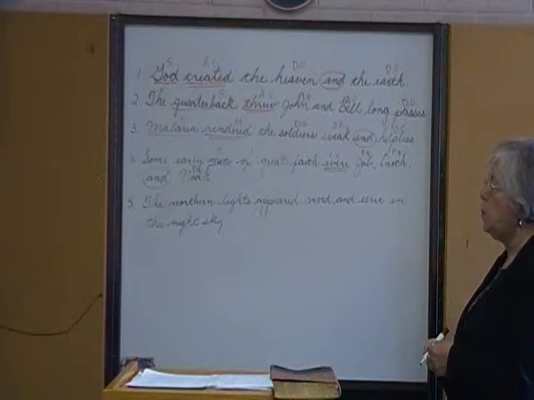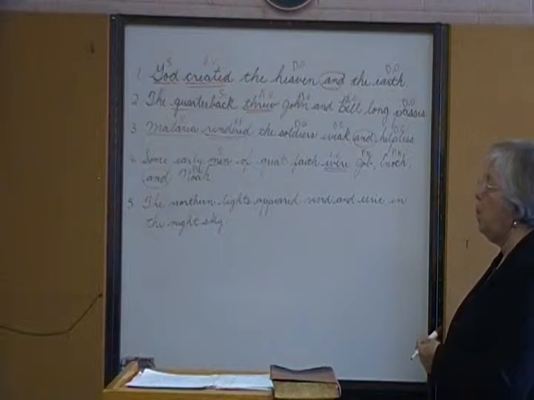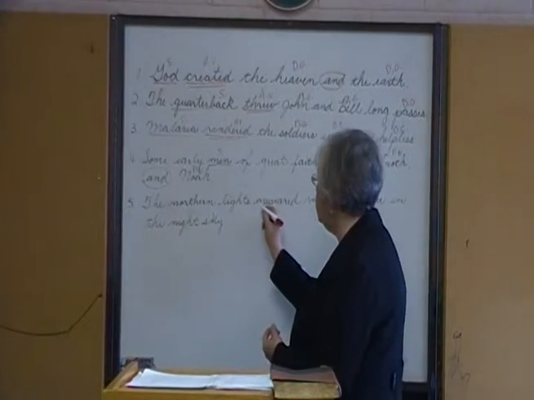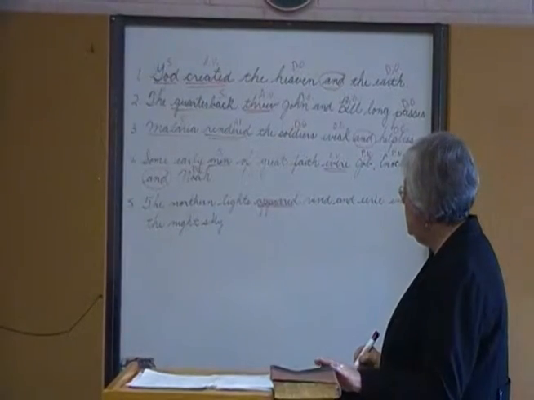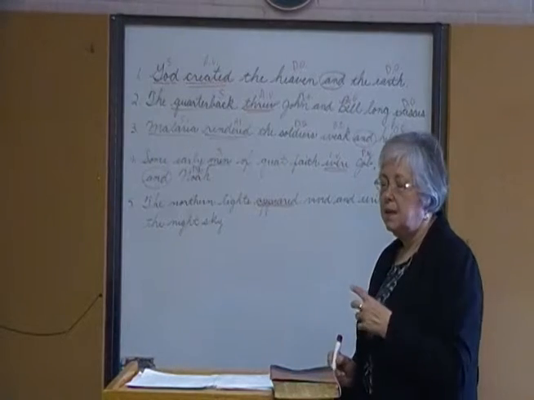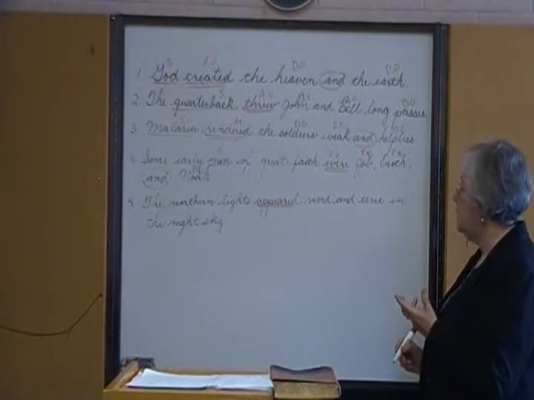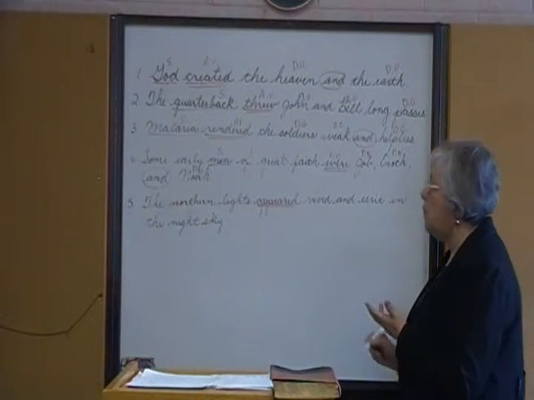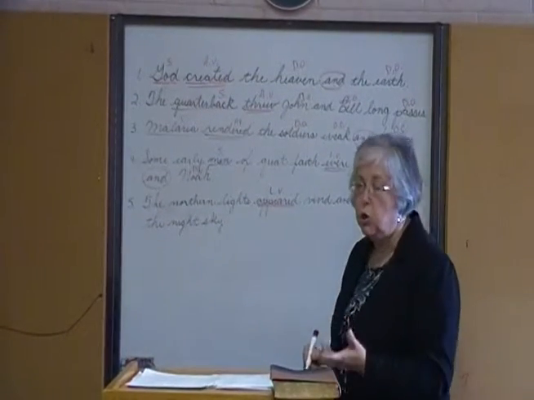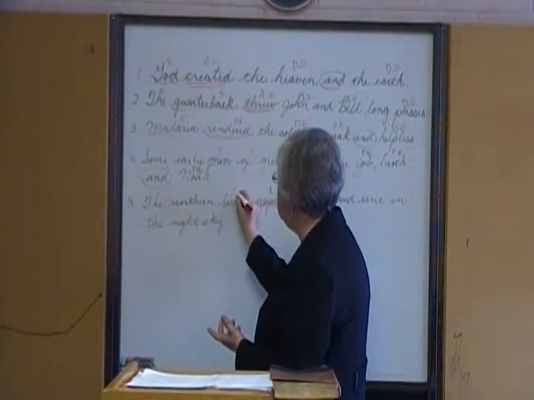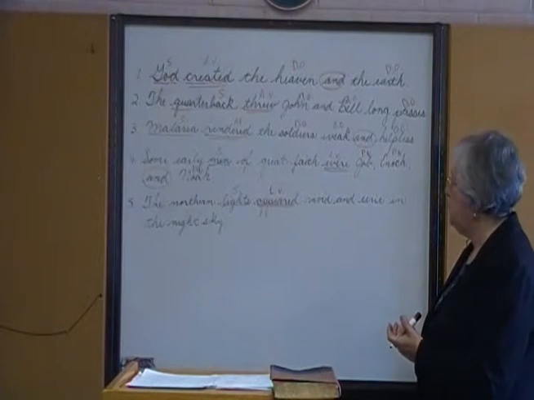Number 5, the northern lights appeared vivid and eerie in the night sky. What is the verb? Appeared. All right, what kind of verb? Is it action or is it linking? Well, let's substitute was or were. The northern lights were vivid and eerie. It makes sense. Therefore, appeared in this sentence is a linking verb. What's the subject? Who or what appeared? Lights. Subject.